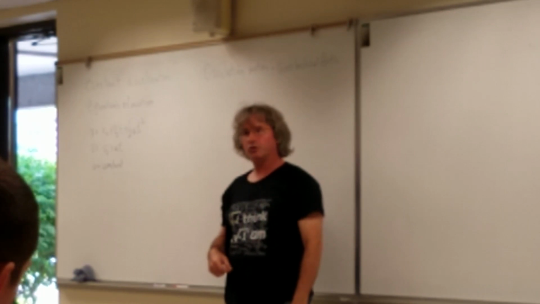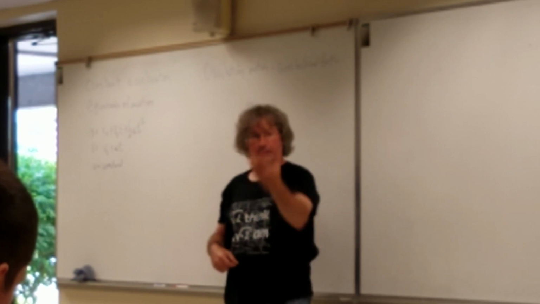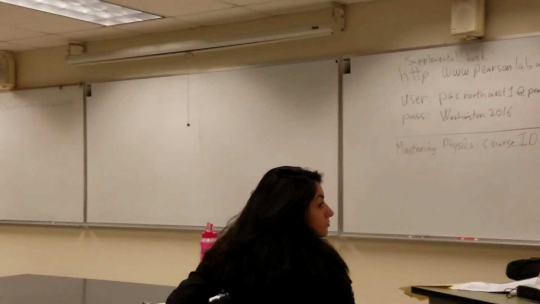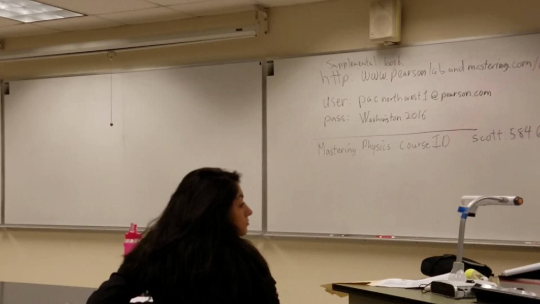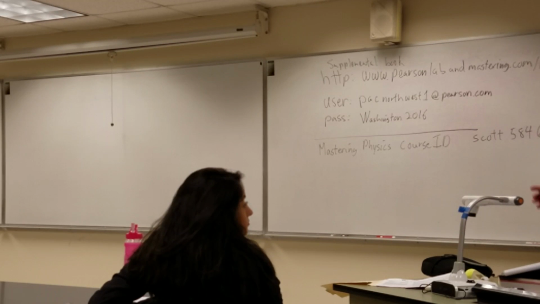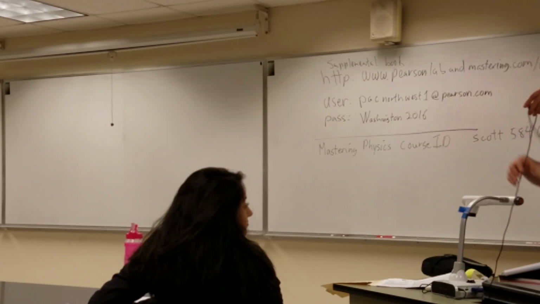Examples of oscillating motion? Pendulum? A pendulum. Okay, what's a pendulum? It's just an object hanging from like a string. An object hanging from a string, yeah? Okay, it goes back and forth. Cool.